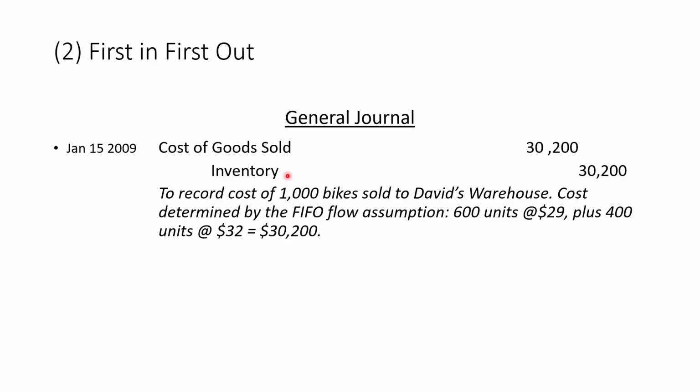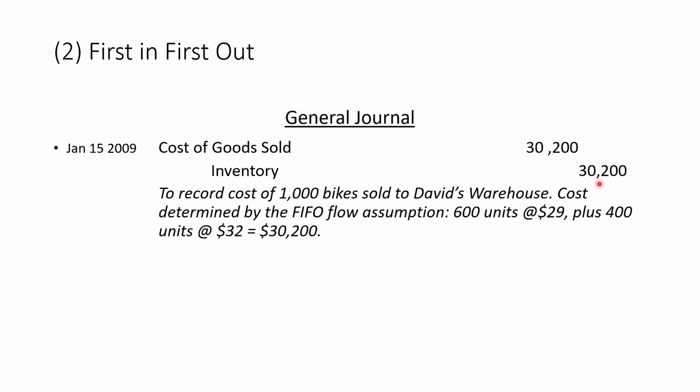The titles are the same. Inventory is going out, inventory is decreasing, and inventory is one of the assets. So whenever there is a decrease in an asset or a decrease in inventory, we need to credit inventory. So cost of goods sold debit and inventory credit. Inventory is decreasing. But here this is 30,200. How do we get this 30,200?